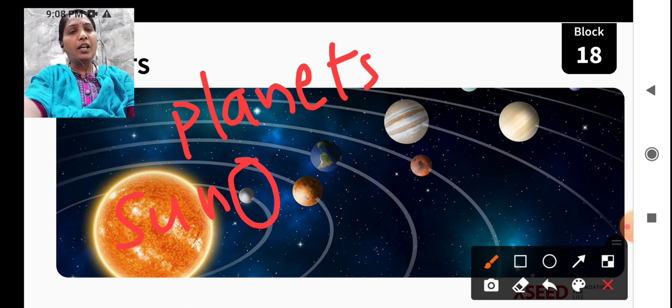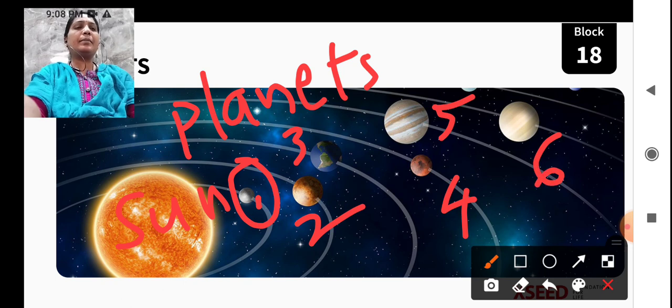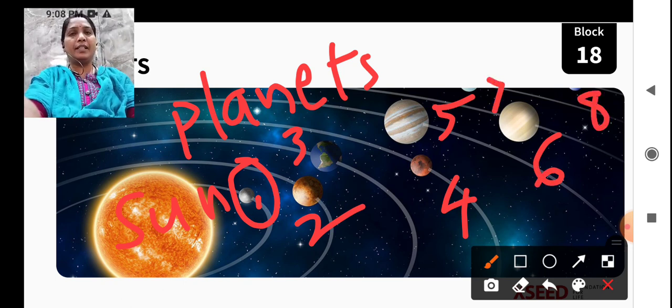These all are planets. I am showing you the first planet, and this one is the second planet. You can see in the picture this is the third planet, and here the fourth planet, fifth planet, sixth planet, seventh planet and here is the eighth planet. So 8 planets are revolving round the sun. The sun and the planets which are revolving around it are called the solar system.